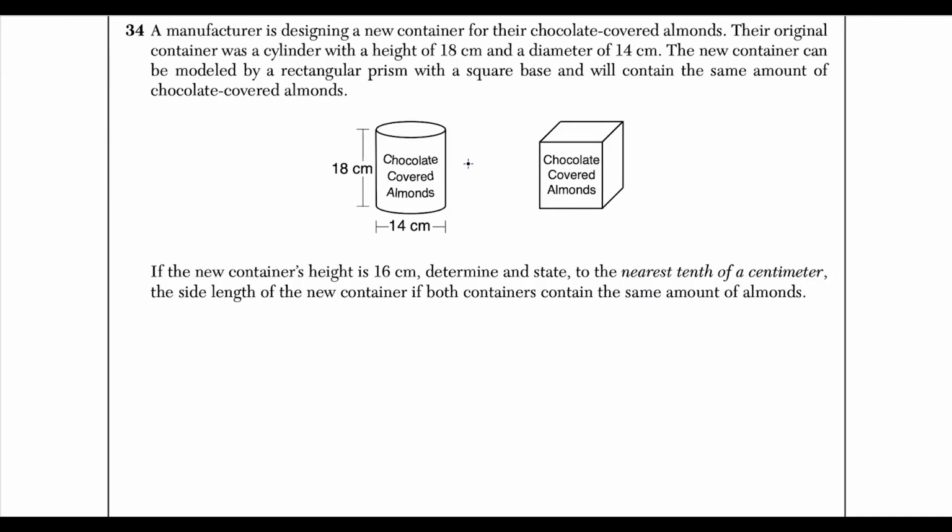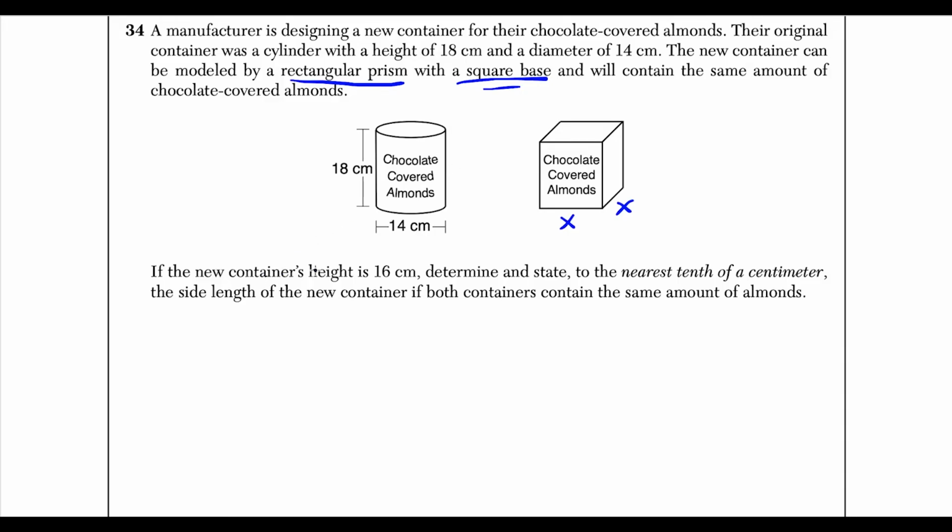Okay, here's a nice word problem about chocolate almonds. We have two containers that hold almonds, the first container, and here's the second container. The new one is a rectangular prism with a square base, which means we could label the base as, let's say, x. We're going to label the length and the width both as x, because in a square all sides are equal, so these two sides will be equal. And these two containers are going to have the same amount of almonds, which means the volume of these two are going to be the same.